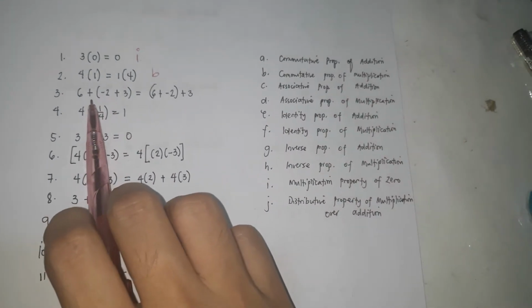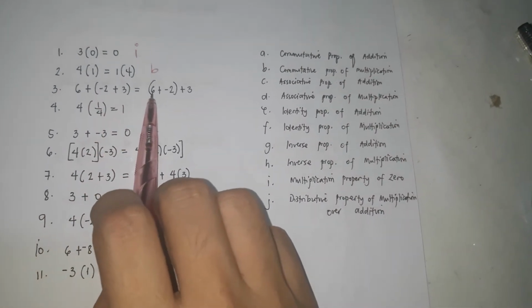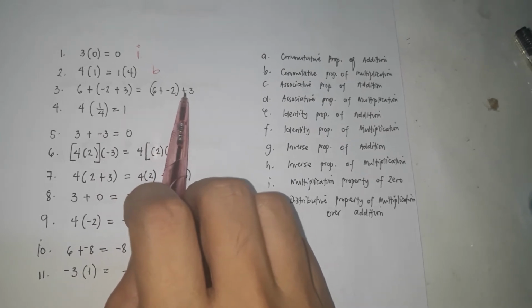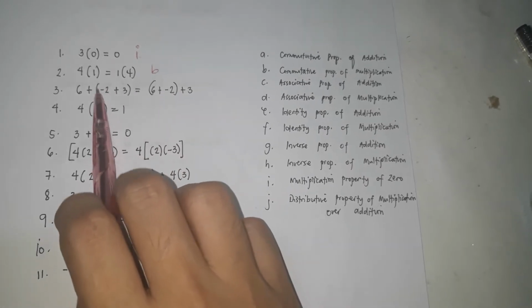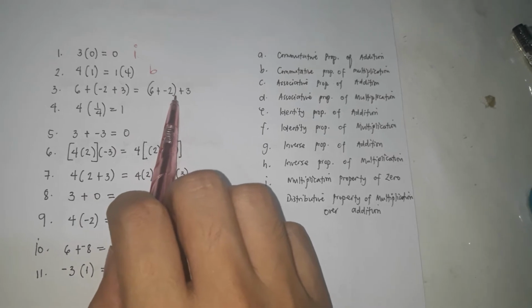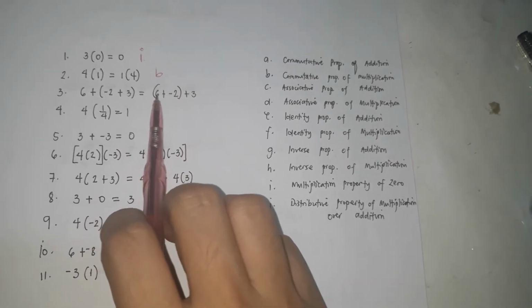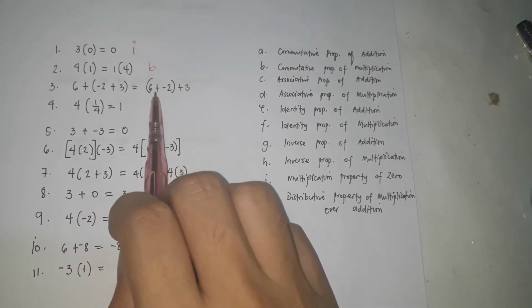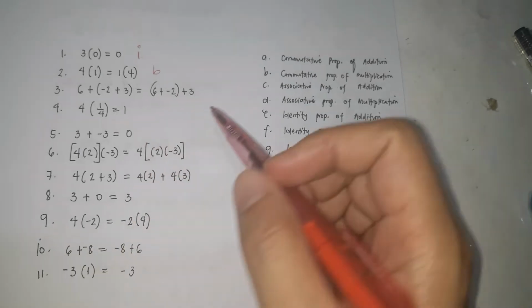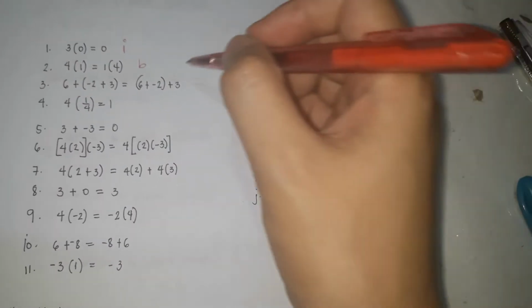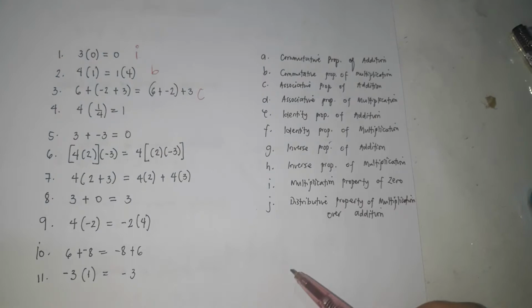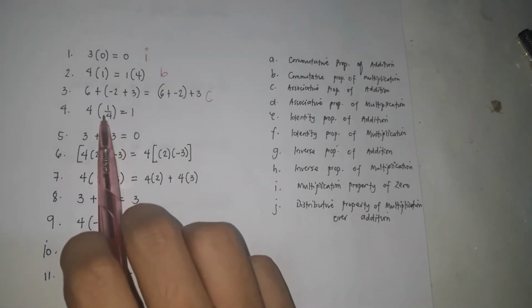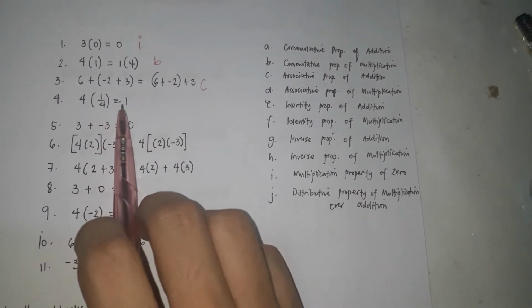Next, 6 plus negative 2 plus 3 is equal to 6 plus negative 2 plus 3. Ipinagpalit lang ang laman ng parentheses. It's associative property of addition. Letter C.